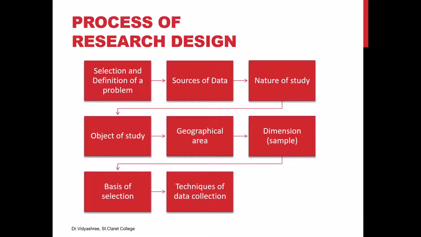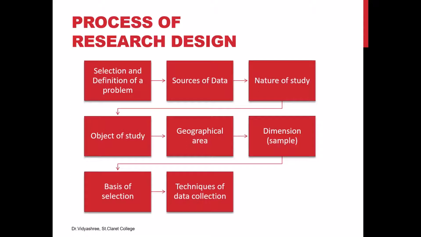Then what is the basis of selecting the sample, that is either probability sampling or non-probability sampling. The next one is the techniques of data collection, that is whether it's primary data or secondary data. If it is primary data, then whether it's an observation method or a survey method or a questionnaire method or telephonic method. So which technique exactly is going to be used in the research design will be mentioned in this process. That is the whole process of research design.